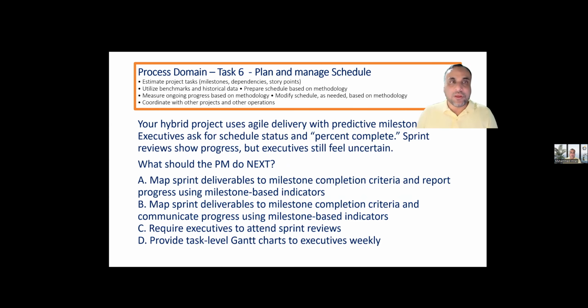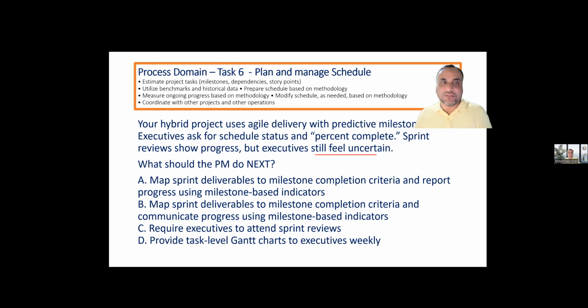Next question. Your hybrid project uses agile delivery with predictive milestones. Executive asks for schedule status and percent complete. The sprint reviews show progress, but executives still feel uncertain. They are unable to understand your communication. What should the PM do next? A: Map deliverables to milestone completion criteria and report progress using milestone-based indicators. B: Map sprint deliverables to milestone completion criteria and communicate progress using milestone-based indicators.